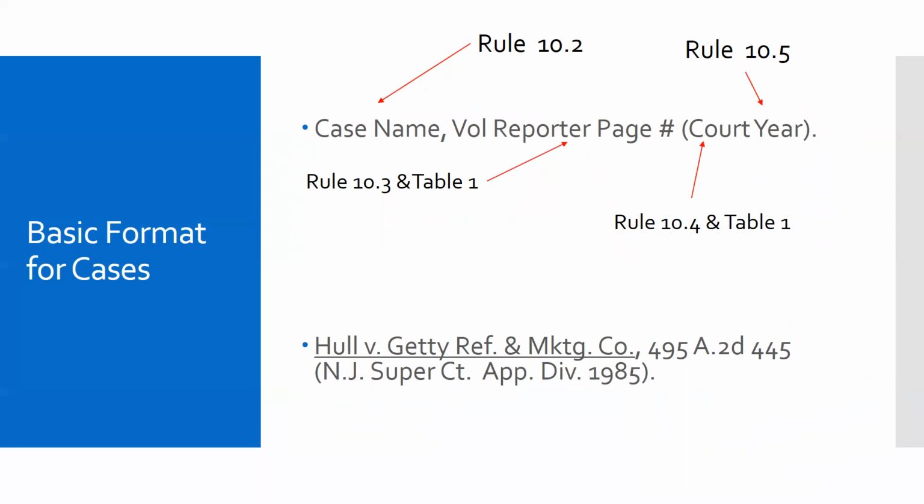And then you get into the parenthetical, which may include a court pursuant to Rule 10.4 and Table 1. And the last thing you're going to have is the year that the court issued its decision. This is going to be governed by Rule 10.5. And so you can see it below in this slide, this is just an example of a typical legal citation.